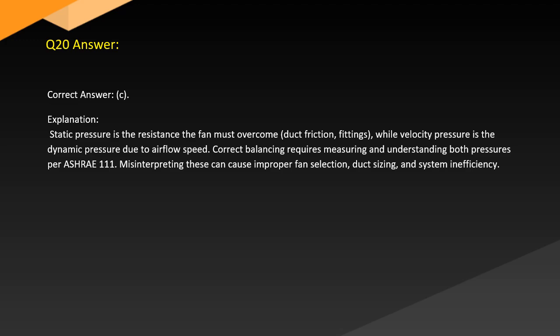Answer. Correct answer, C. Explanation. Static pressure is the resistance the fan must overcome from duct friction and fittings, while velocity pressure is the dynamic pressure due to airflow speed. Correct balancing requires measuring and understanding both pressures per HRConquer 111. Misinterpreting these can cause improper fan selection, duct sizing, and system inefficiency.